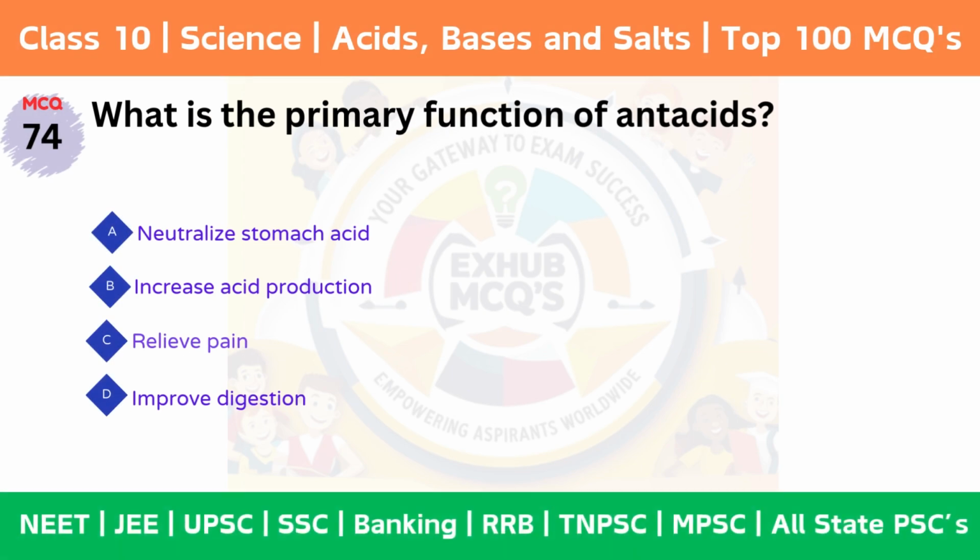MCQ 74. What is the primary function of antacids? Option A, neutralize stomach acid. Option B, increase acid production. Option C, relieve pain. Option D, improve digestion.